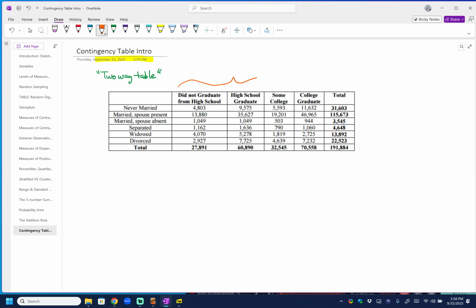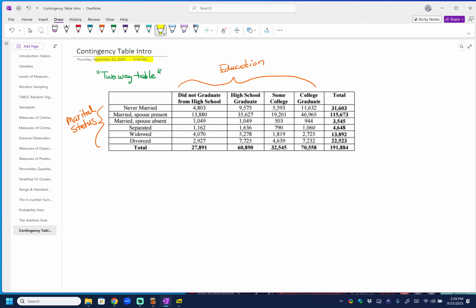So the columns here look like we're dealing with education, whereas the rows look like we're dealing with marital status. These two variables interchange to basically produce frequencies throughout the table. Let's talk about exactly what these frequencies are called.